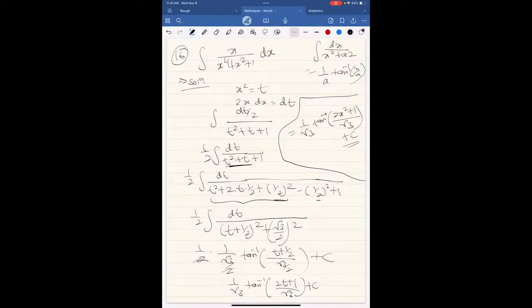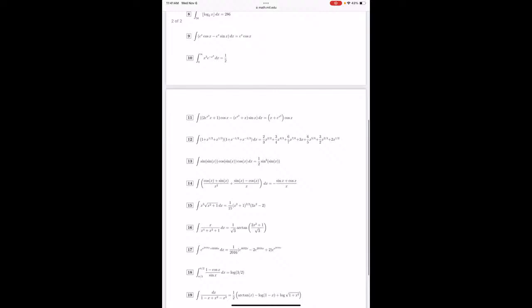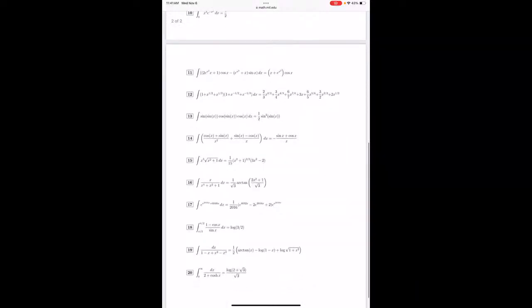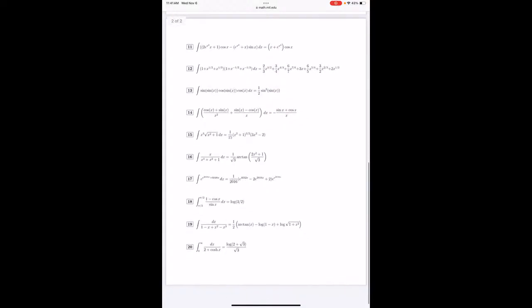Yeah. Let's go to the next one. Let's check the answer. 1 by root 3 tan inverse (2x square plus 1) by root 3 plus c. Yeah, that matches. The next problem is e to the power.